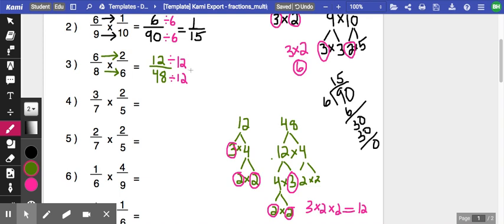And when I go ahead and do that, 12 divided by 12 is 1. And 48 divided by 12 is 4. Okay, so our answer is 1/4. To keep it simple, when you need to simplify fractions, just divide by the greatest common factor.